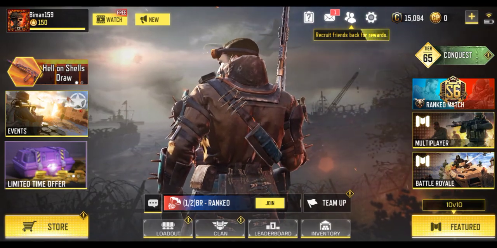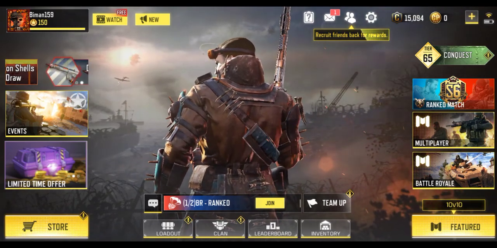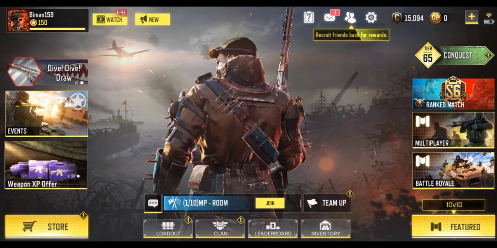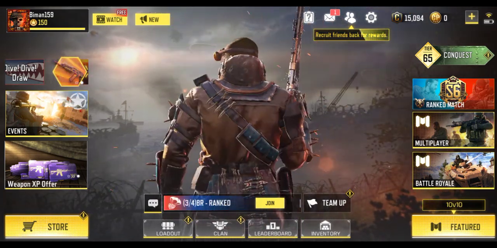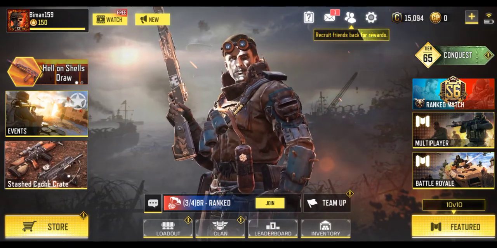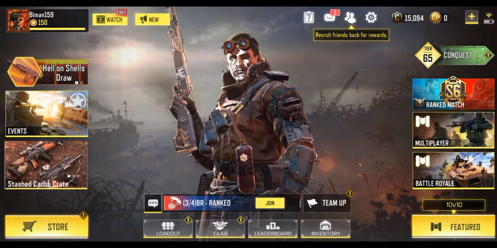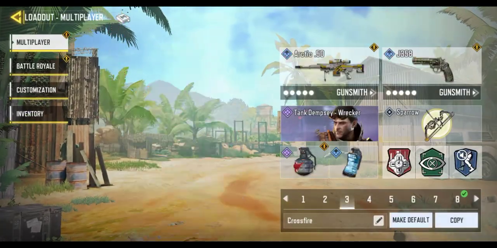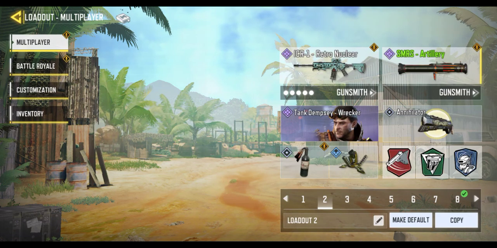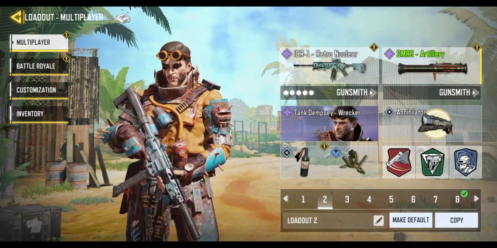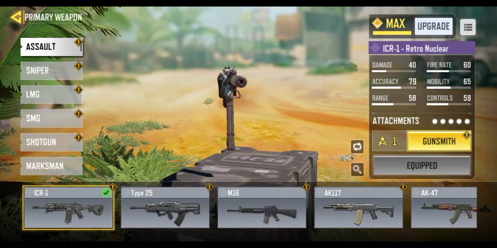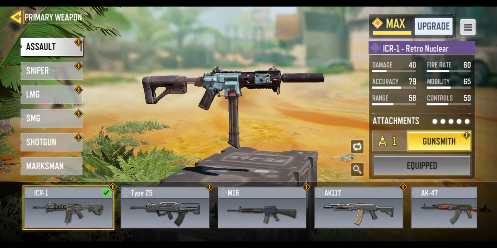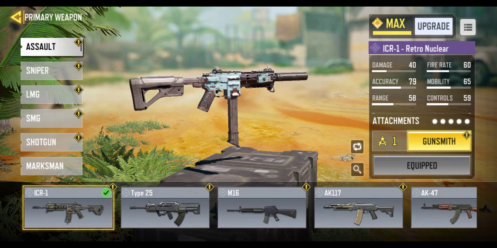The Dash is here. Today I will show you the best attachments for the ICR assault rifle. So let's begin. I kept it as a second loadout because the ICR accuracy is very good. Now I will show you the attachments.